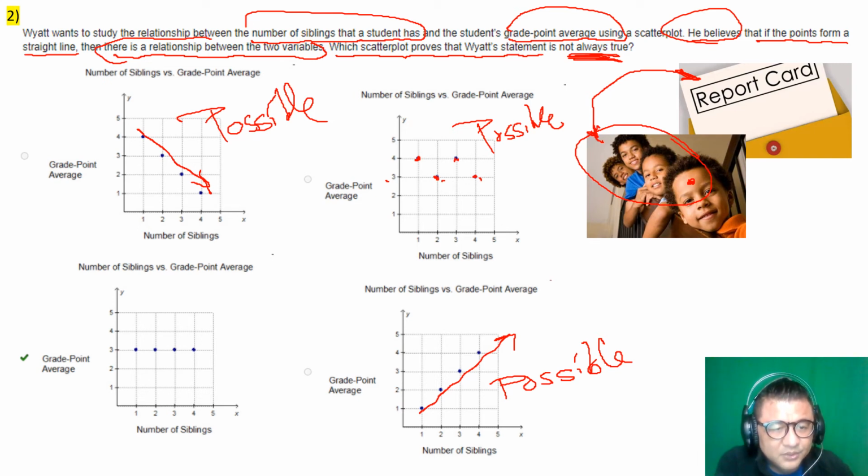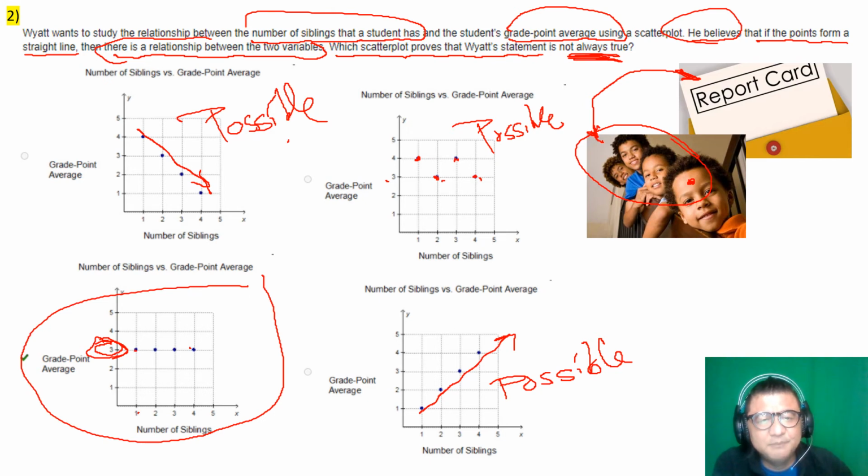The more siblings you have, the grade is always the same. The less siblings you have, the grades are always the same. It's just always the same. Your grade will always be 3, whether you have one sibling, two siblings, three siblings. Okay? So this is not always true. This could happen, this could happen, this could happen, but not this all the time.